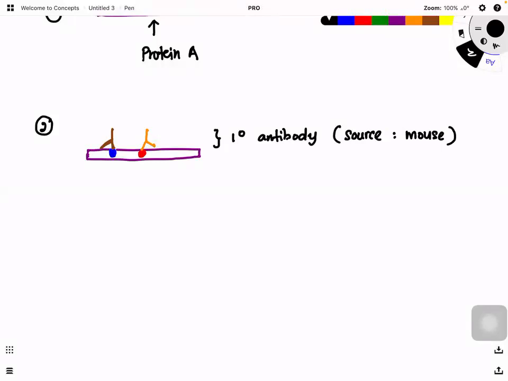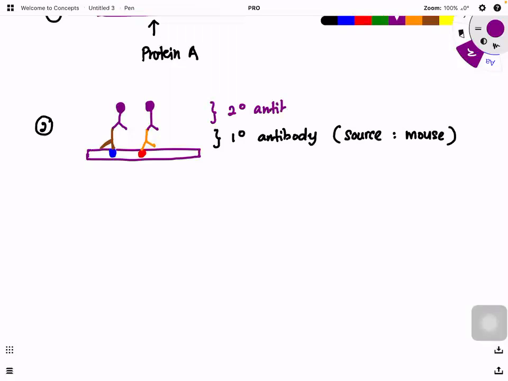Okay, the source from the mouse. So mouse anti-human protein antibody, for example, 2. Then what we're going to do here is we're going to have the secondary antibody. The secondary antibody is going to bind to the Fc region. Can you see that? And then the secondary antibody carries the dye. So this is a secondary antibody.